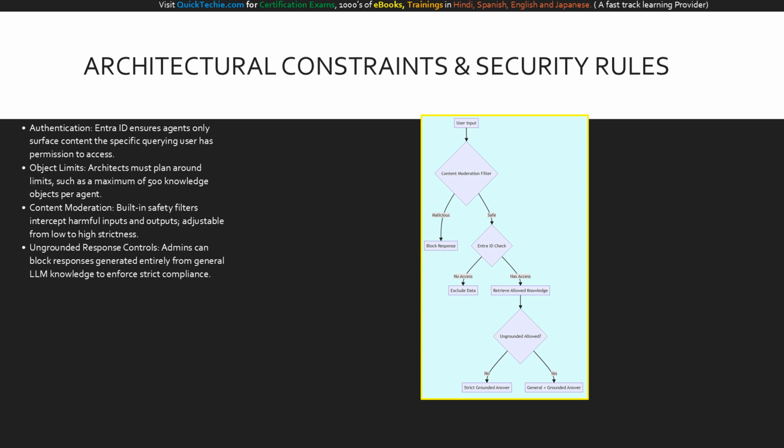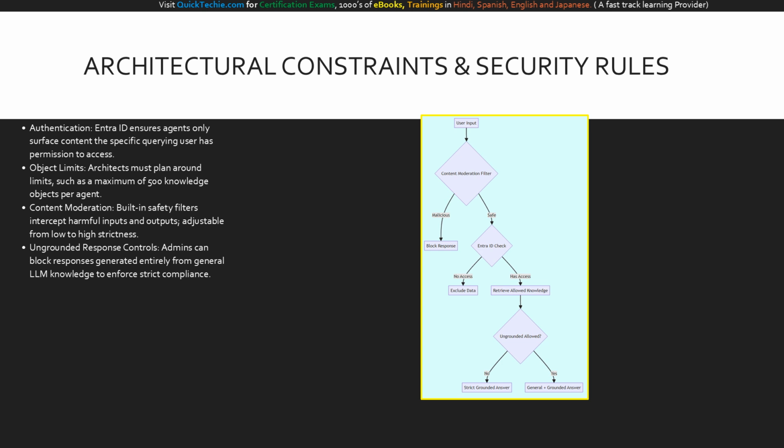To protect your brand, robust content moderation filters intercept harmful or malicious content at both the input and output stages, and you can adjust this sensitivity. Finally, for highly regulated environments, you can toggle the Allow Ungrounded Responses setting to off, forcing the agent to answer strictly from your provided knowledge sources and never from the model's general internet training.